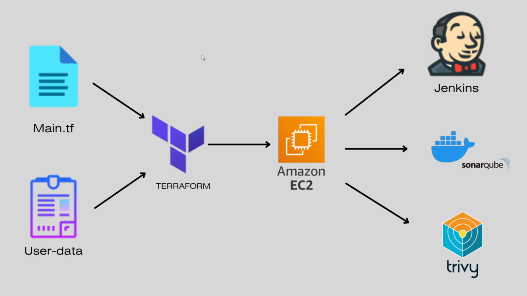This is the process we are doing now in this particular video. So we write the main.tf file for launching an AWS EC2 instance, and we use the user data. Using Terraform, we are going to run this user data on our EC2 instance to install Jenkins and to install Docker. With Docker, we are going to run a SonarQube container.